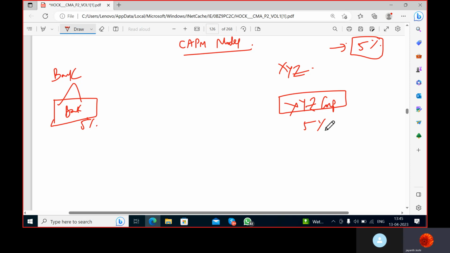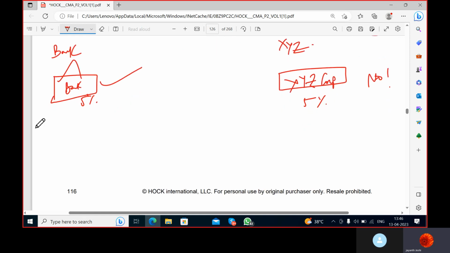Why? It would be secured. Because the money which you keep in a bank is a very secured investment. There's no risk at all. So 5% is something where you have zero risk and 5% return. So anyone would go for this. So we'll say yes and no to this. Okay, point number one.